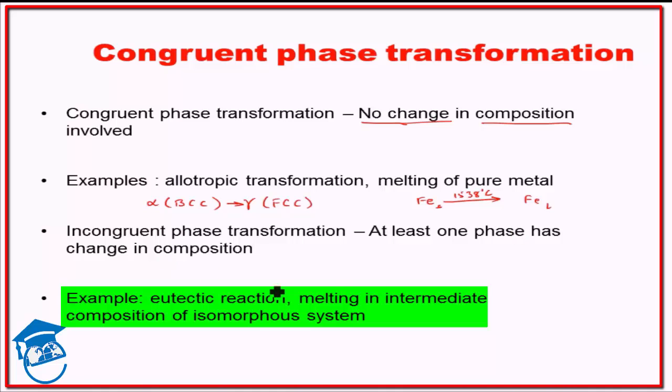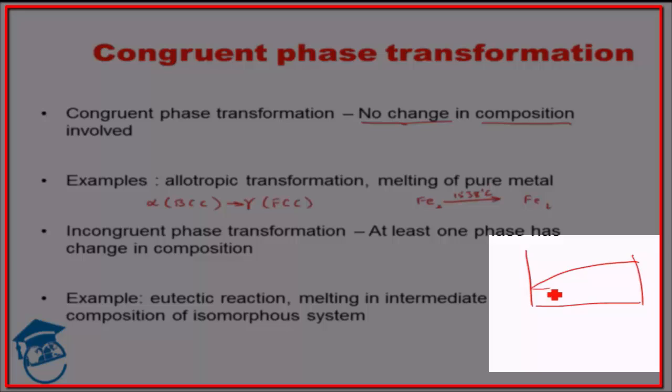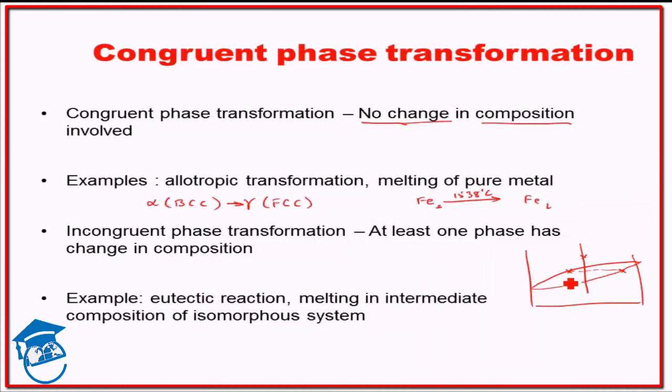Then again, melting at an intermediate composition in an isomorphous system: as soon as it enters the two-phase region, the two phases start having different compositions than the original phase, right? Therefore there is a change in composition. Thereby this reaction is also an incongruent phase transformation. I hope this makes abundantly clear the difference between congruent and incongruent phase transformation.